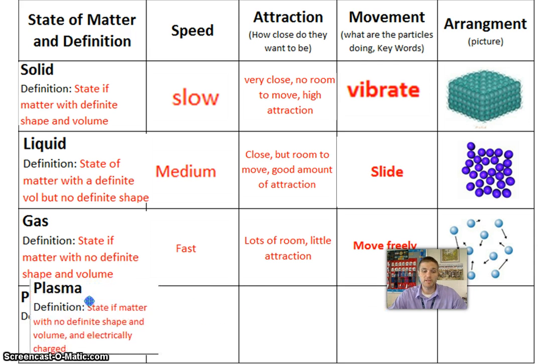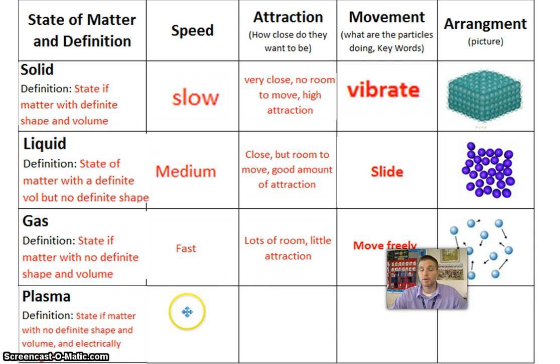Now, a plasma is a fourth state of matter that's not very abundant on Earth, but is very abundant in other places in the universe, such as stars, fire, things like that. It's a state of matter with no definite shape and volume, and they're electrically charged, meaning that they can change shape, they can change volume, and they are electrically charged. I say that these are extremely fast. What that means is they move so fast that they actually destroy each other when they run into each other.